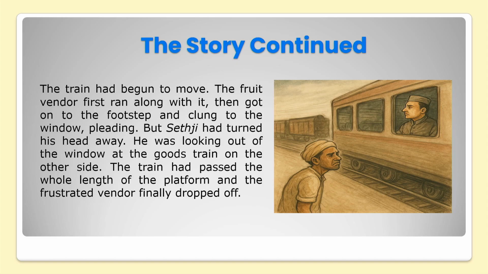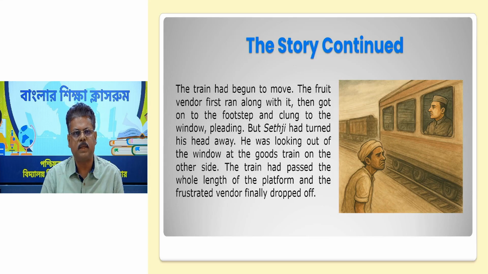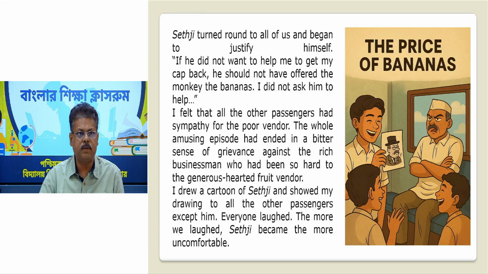Now Setji was aware that he was rich and the passengers in the compartment were watching all these things. Setji was aware that the passengers were watching how he was behaving with the fruit vendor who volunteered to rescue his cap from the monkey, how he was treating him. So he felt that he needed to justify himself to the other passengers. So that's what he does.